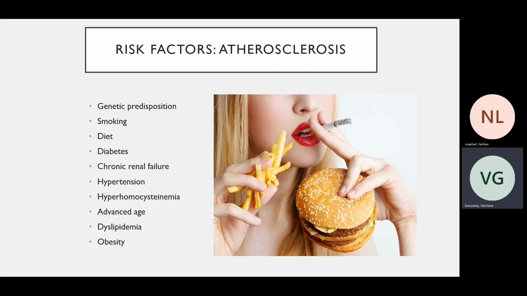Okay. So some of the risk factors for atherosclerotic disease are predominantly smoking, hyperlipidemia, diabetes, and some genetic predispositions like hyperhomocysteinemia and things like that. And these all predispose the patient to having atherosclerotic disease or peripheral arterial disease.